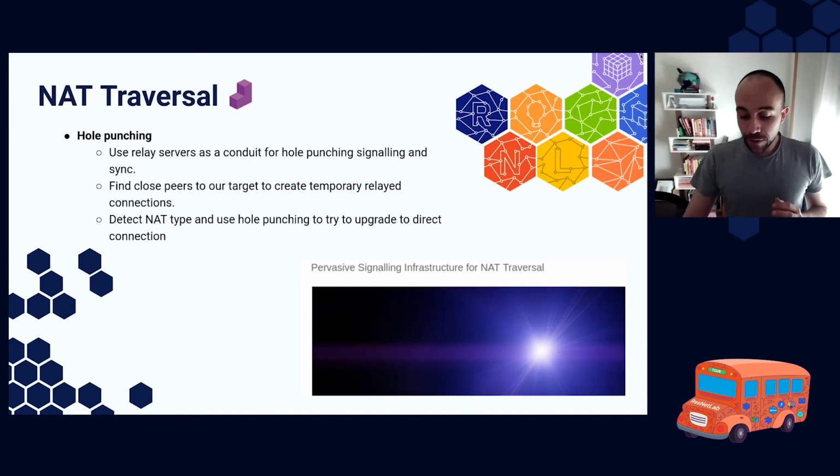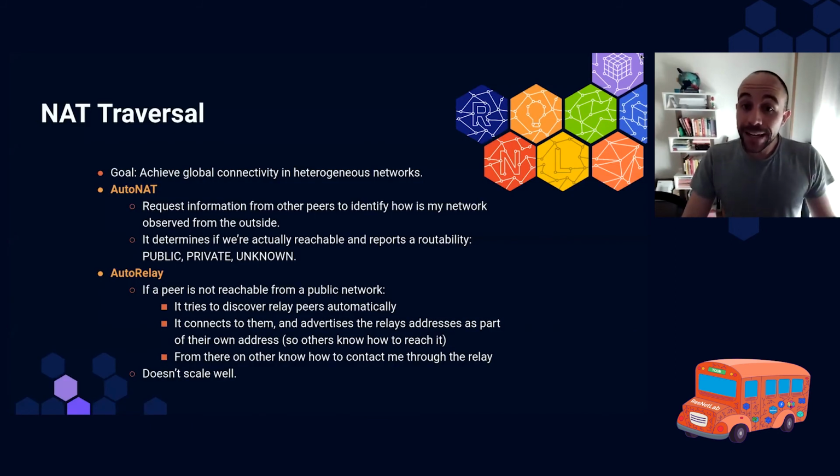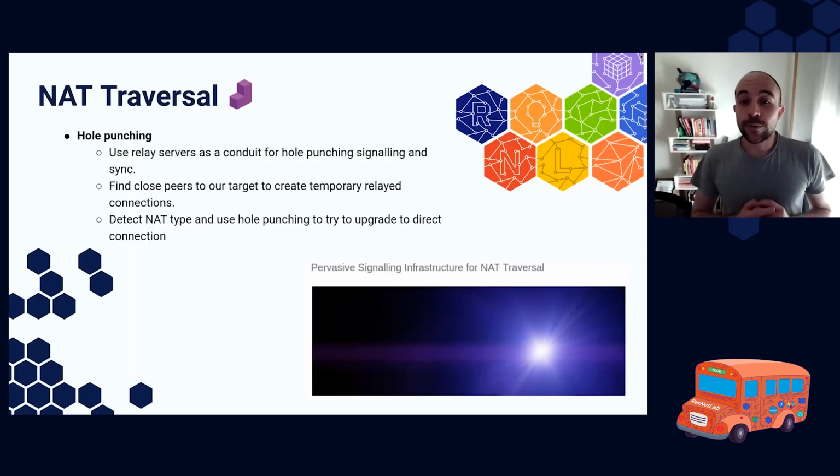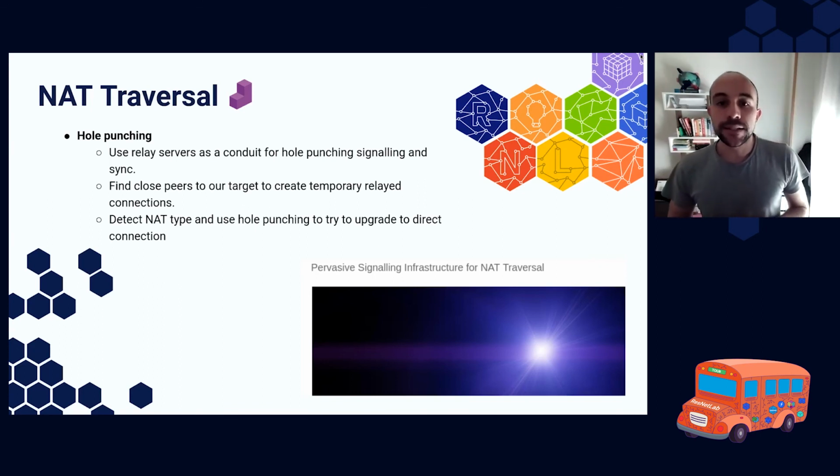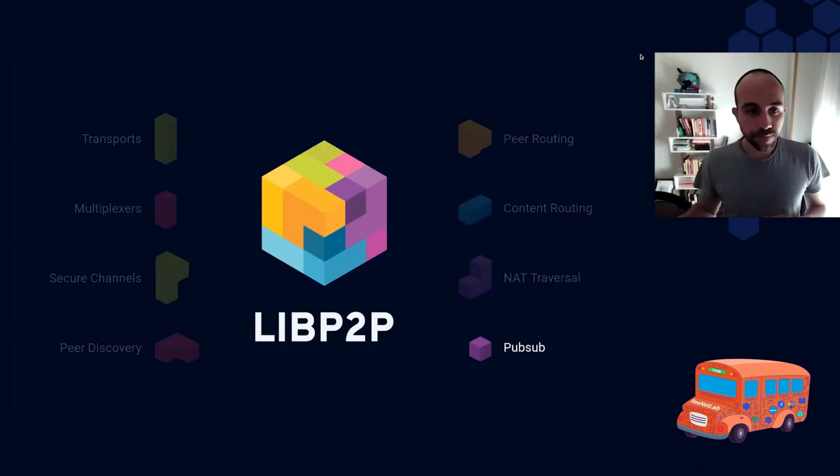So comparing to the case of auto relay, in hole punching, what we're doing is that instead of using the relay for all of the communications with a peer, we only use it to perform the hole punching and establish a direct connection with the other peer. And from now on, the two peers, my peer and the peer that is behind the NAT, can interact seamlessly with a direct connection.